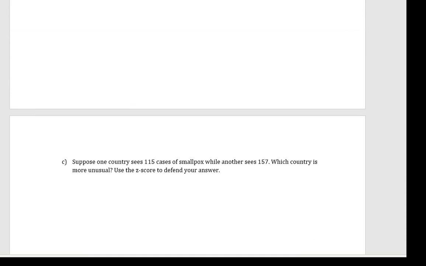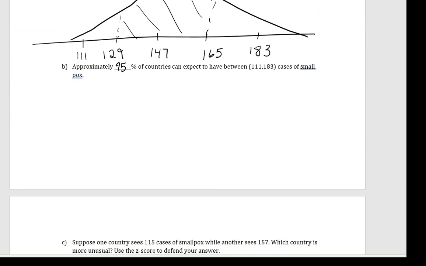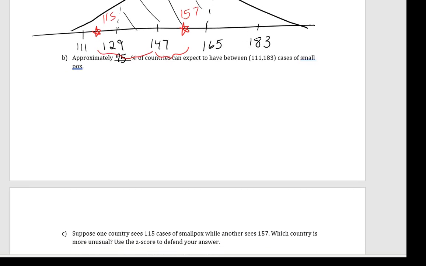Alright, so we're still using the same information for part C. It says suppose one country sees 115 and another sees 157. Which country is more unusual? So if we go back up here, let's mark where 115 and 157 would be on the normal distribution. So 115 would be there and 157 would be here. What we can see is that 115 is further away from the average than 157. What that means is that we expect 115 to be more unusual.